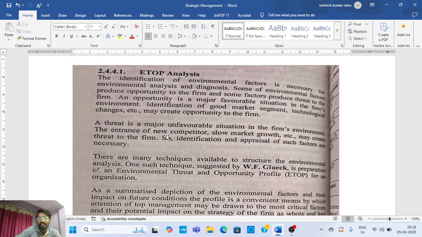So basically, what will this do? Some environmental factors produce opportunity, and some may produce threat to the firms. So it will identify good market segmentation and technological changes that may create some opportunity, right, for the firms. So this is all about the ETOP.